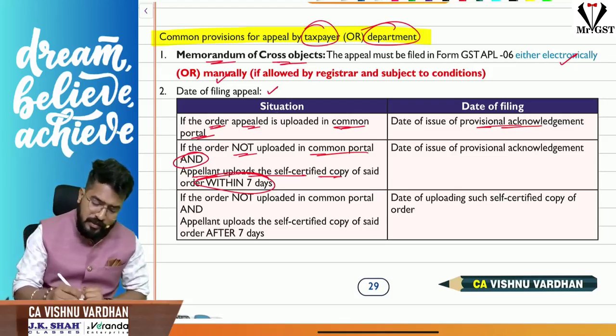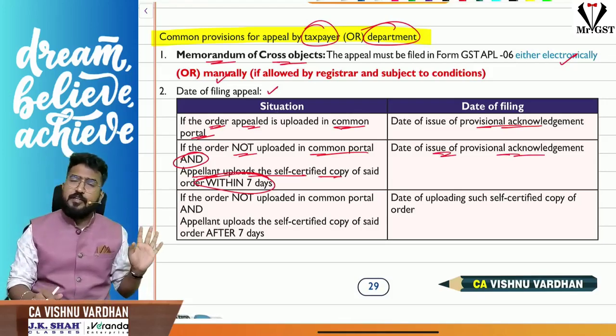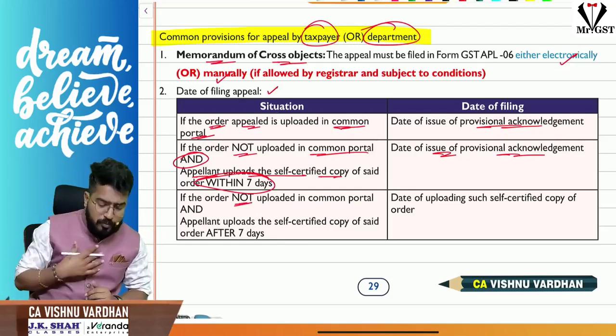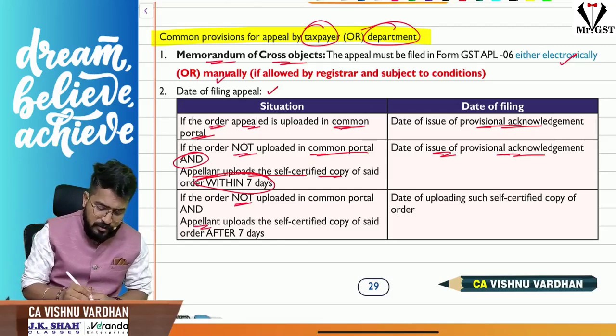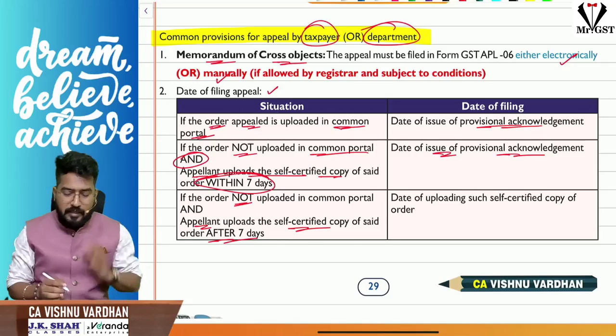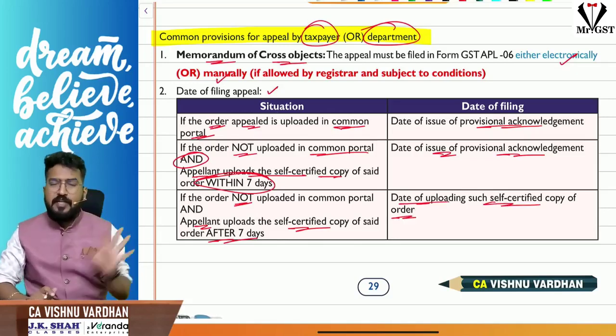Okay, then again the date of issue of provisional acknowledgement for filing the appeal will be treated as the date of filing the appeal. No, sir, that order is not uploaded in the common portal, and the person who is filing the appeal is also not uploading the certified copy within 7 days. After 7 days only he is uploading. Then the date of uploading such self-certified copy of the order itself will be treated as the date of filing the appeal.